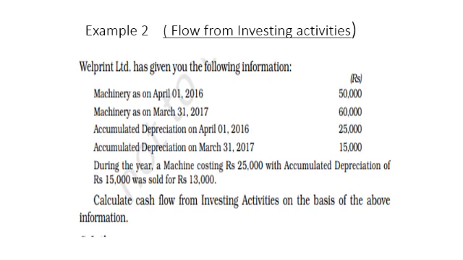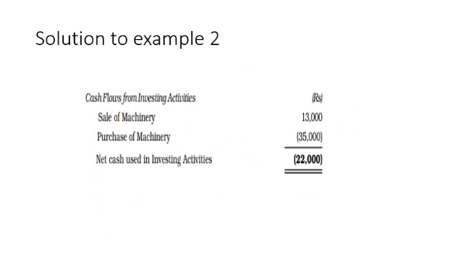So it means that when a depreciation account is maintained, you have to deal with the machinery at cost price. It is automatically given, the cost price. If it is missing, you have to calculate it now. You may see the solution. How will you derive it? The sale of machinery you have to derive, and the purchase of machinery you have to derive.